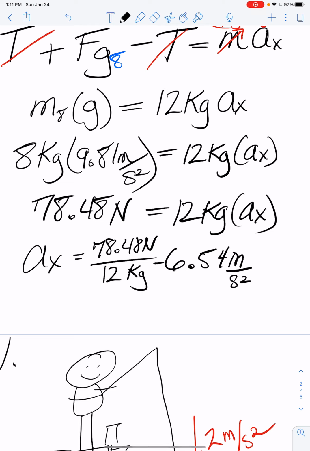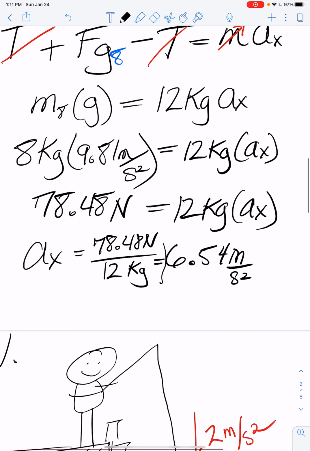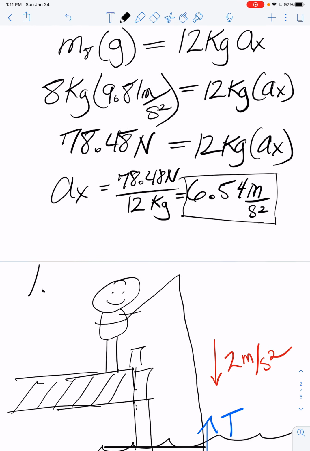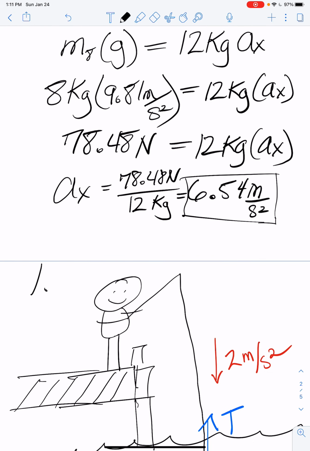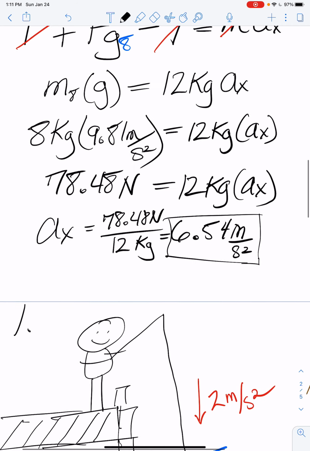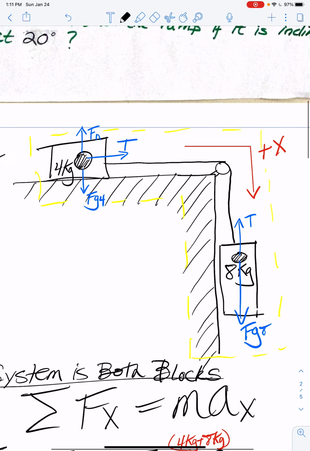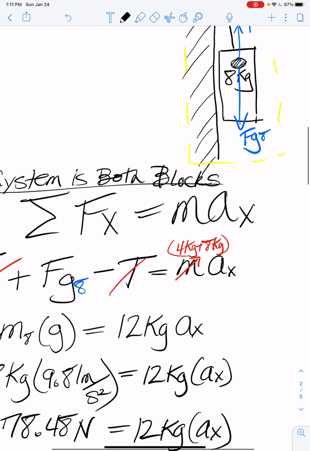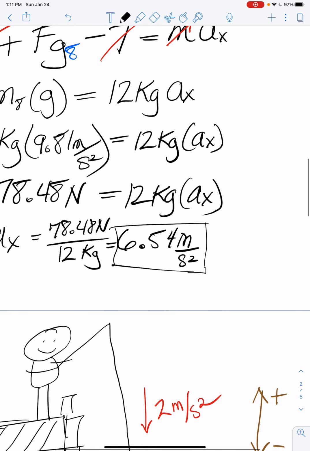All right, so notice the positive sign on 6.54, although sometimes we will solve that and we will only get magnitude and we'll have to apply a sign, but it is in the positive x direction because the blocks are accelerating off the table, which is in the positive x direction because we defined it that way. All right, good. Hopefully that's making sense.